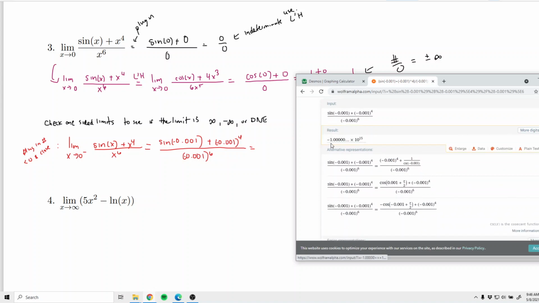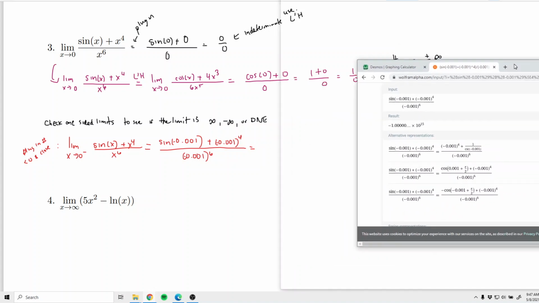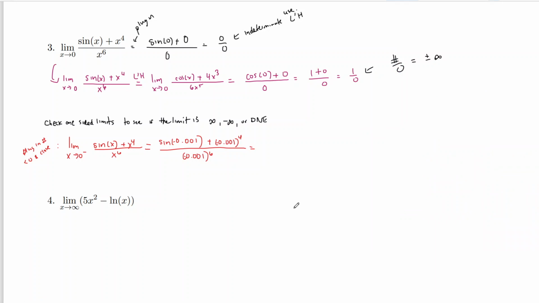The point of the result here is that it's a really big negative number. So what you want to remember from way back when is that when we plug in a number, when we know the limit is infinite like this, if we get a negative one, then it's negative infinity. If we get a positive one, it's positive infinity. So this is going to be negative infinity. Go ahead and write that in.